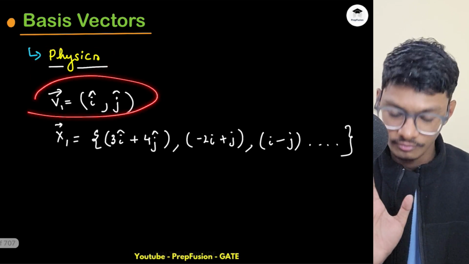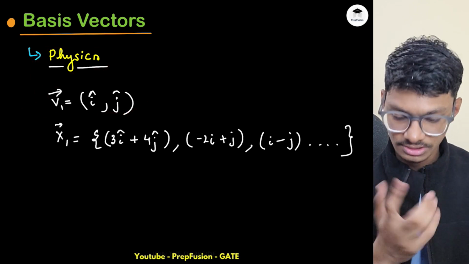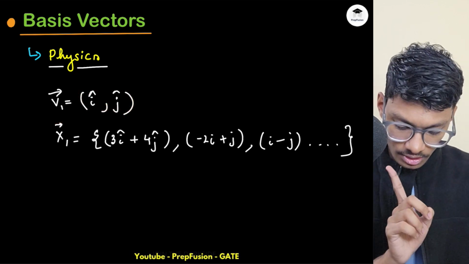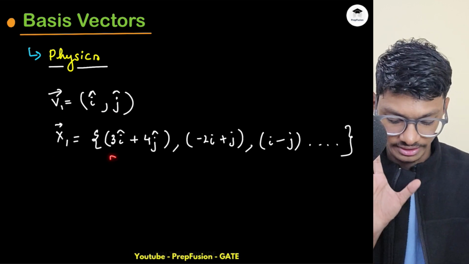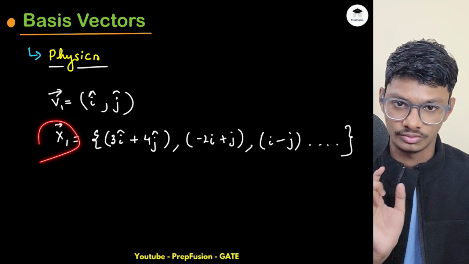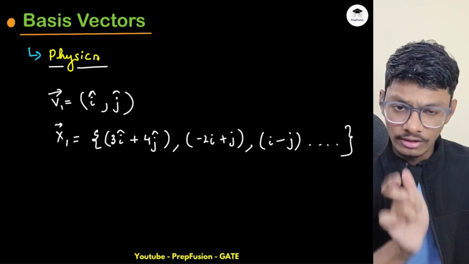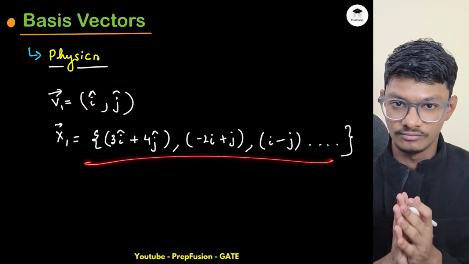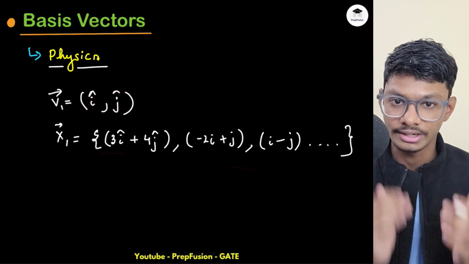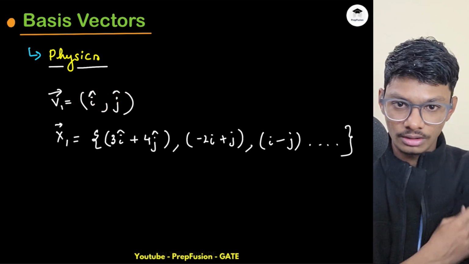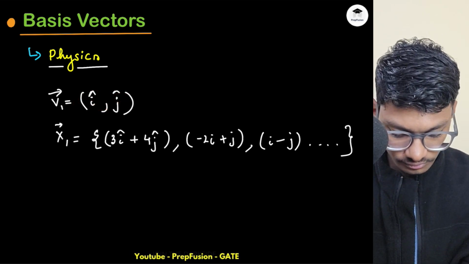So let's say I have a v1 vector. This is also a vector space. v1 is a vector space of i cap, j cap. Now x1 is also a vector space of all the combinations of i and j. Basically this is R square. So with these two, can I write all of the vectors, each of them? Yes, I can, right? Because this is representing 2D vectors, i and j.